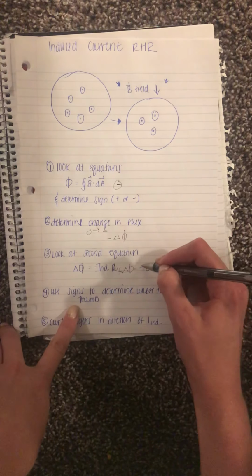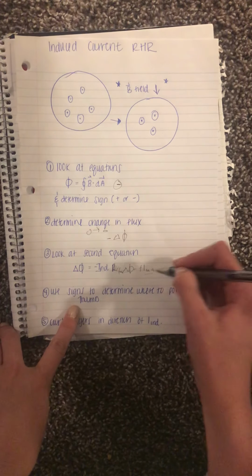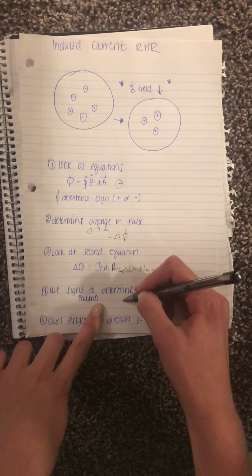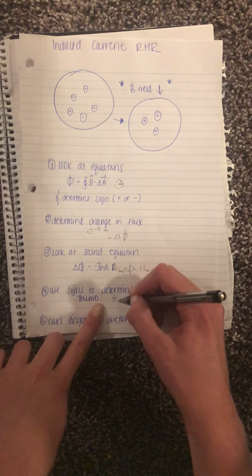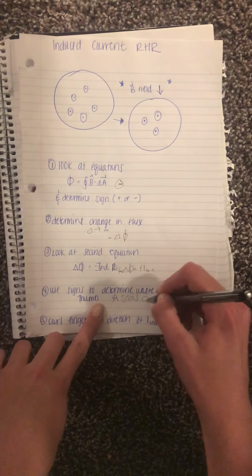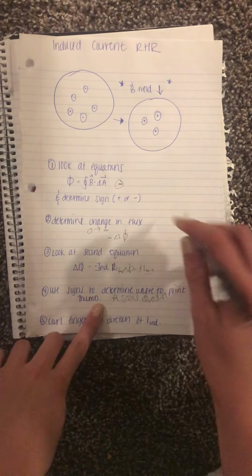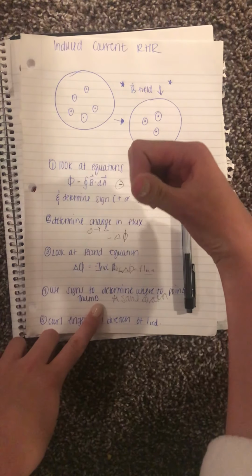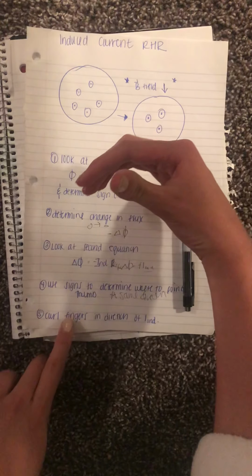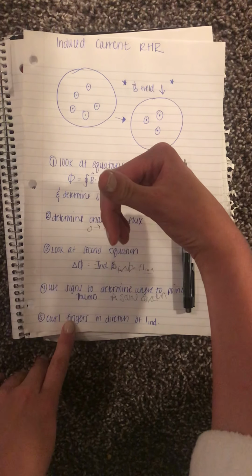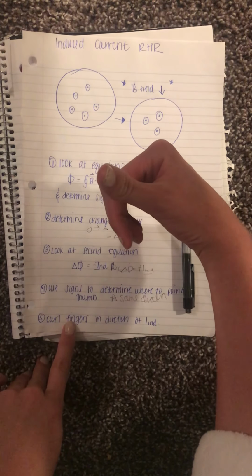essentially the negatives cancel out and you have a positive. So from there, you know that you put your thumb in the same direction as the B field. That means you would point it, as the example is, out of the page, and then you would curl your fingers towards the direction of I induced, which means your fingers would be pointing counterclockwise.